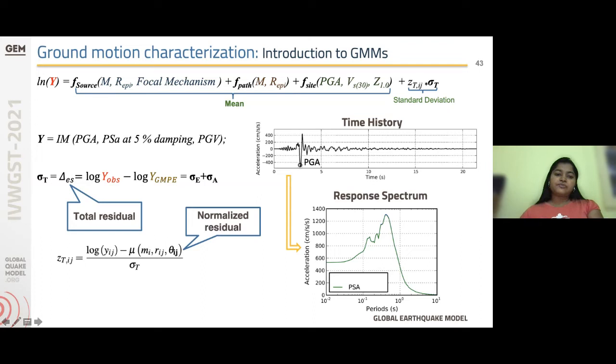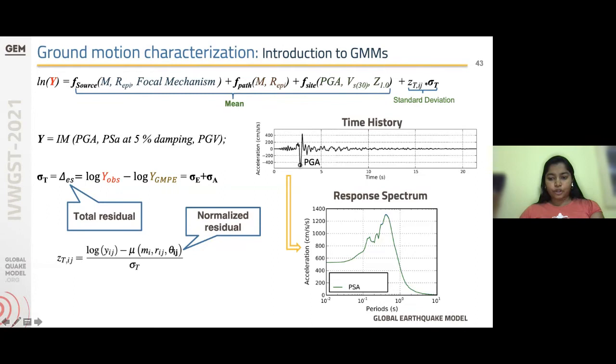So the difference between what is observed and what is being predicted by the GMPE is what we call a residual. This residual can be further normalized, as you can see here in the bottom equation. So we just take the observed value. Here i stands for an event, and j stands for a particular site or a station.